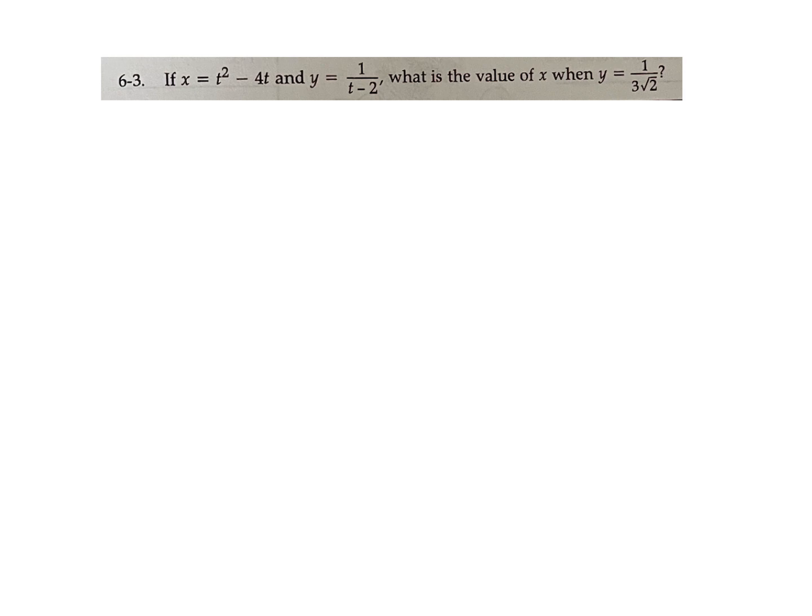If x is t squared minus 4t and y is 1 over t minus 2, what is the value of x when y is 1 over 3 root 2? Well, we could do the substitution. Y is that, so substitute that into here, and then calculate for t, and then substitute that into here. But that's going to be very time consuming. Let me just see if I can get this.